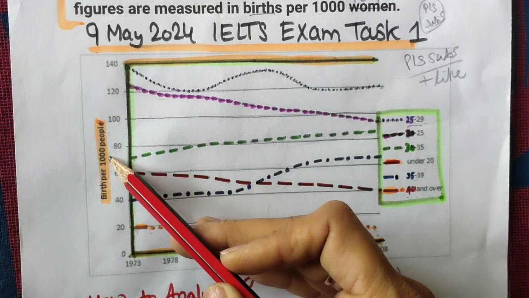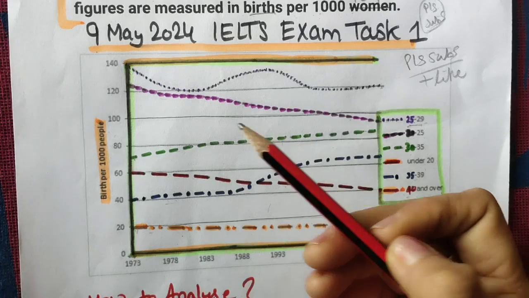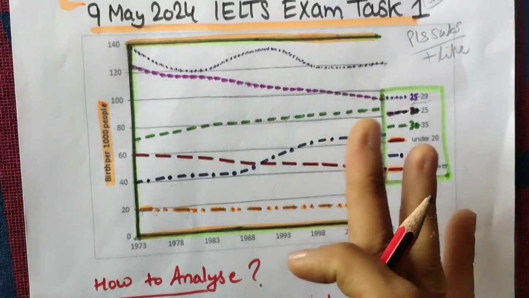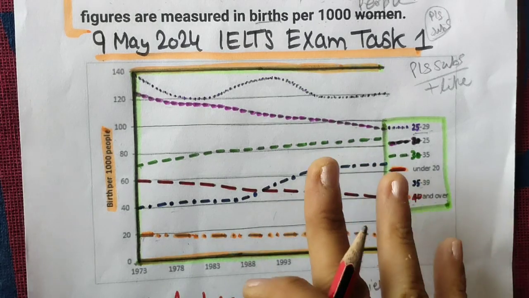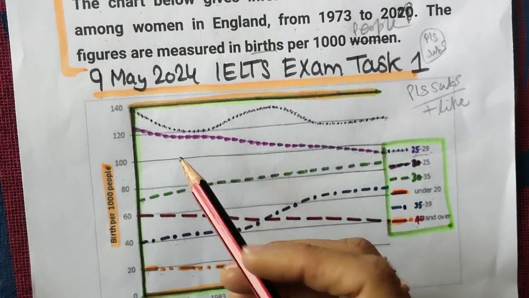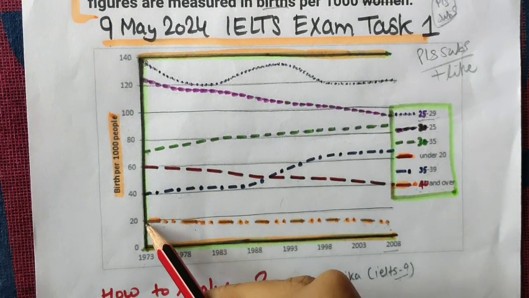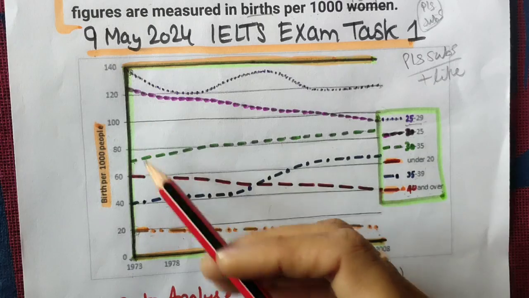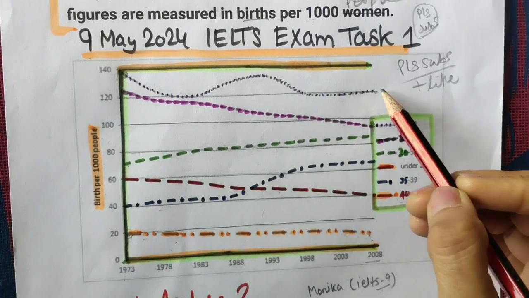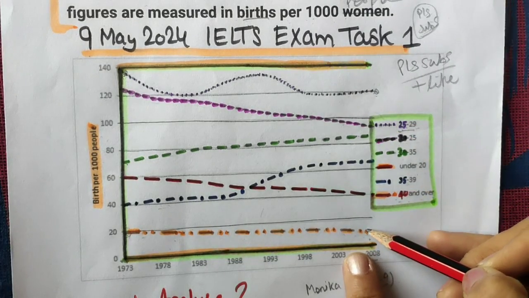Okay, here the data is presented in births per 1000 people, and you can see the years from 1973 to 2008. Now we have read the table. The main important thing here is to look at the highest and lowest point. The highest point I can see here is the 20 to 29 age group, and the lowest I can see here. In the initial year, this is the highest, this is the second highest, and the last. And in the final year I can see the same age group was at the highest, and the same age group was at the lowest.